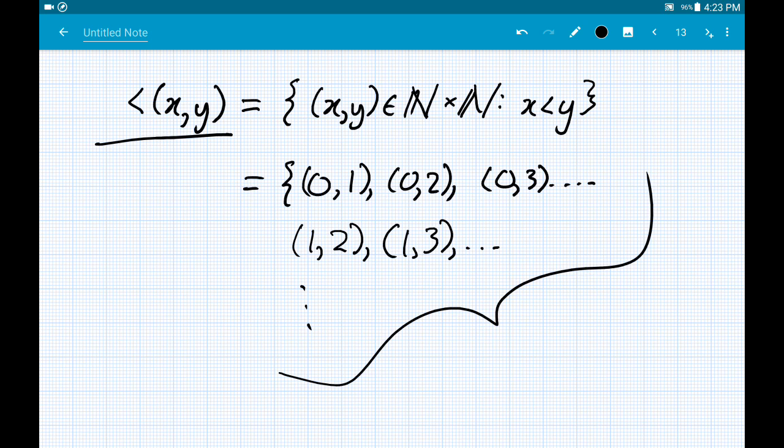set of pairs where the left coordinate is 0 and the right coordinate is anything, or the left coordinate is 1 and the right coordinate is 2, 3, and so on. So the set of all of these ordered pairs is equal to the less than relation. So the relation is indeed a subset of the Cartesian product.